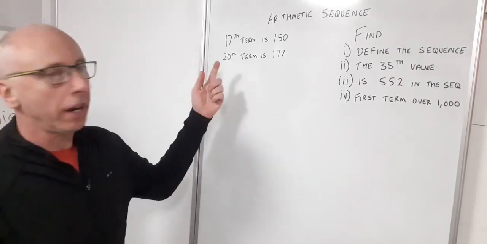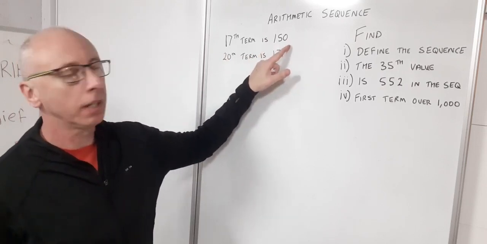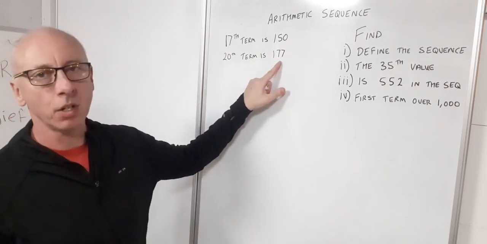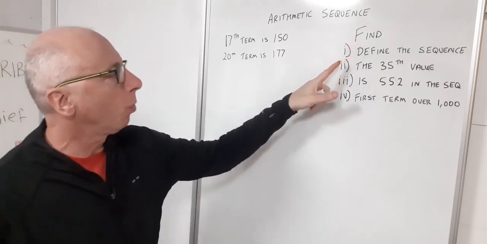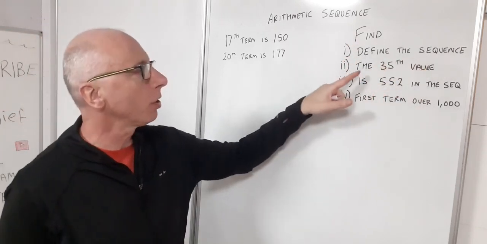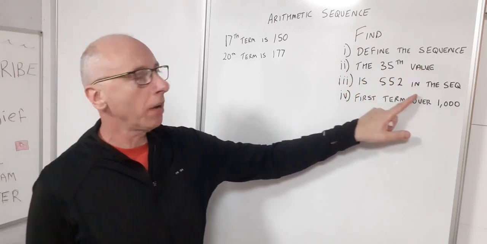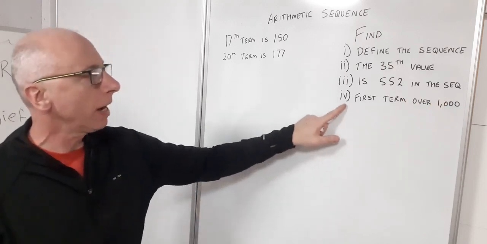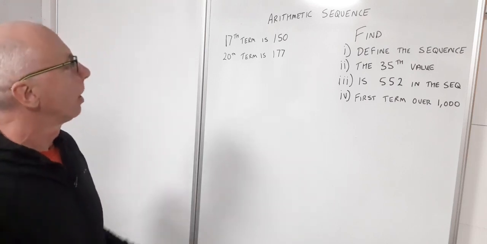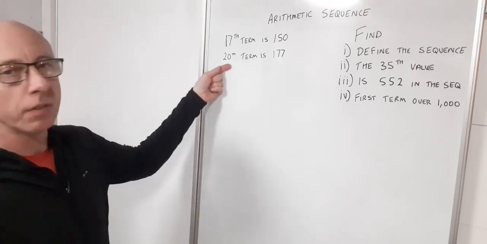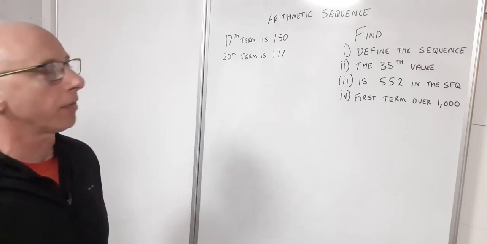So in this question we've got an arithmetic sequence and all we're given is the 17th term is 150. The 20th term is 177. Can we find, 1, define the sequence, 2, find the 35th value, 3, is 552 in this sequence, and part 4, the first term which is over 1000. So what we're given is these values here: the 17th term is 150, the 20th term is 177.